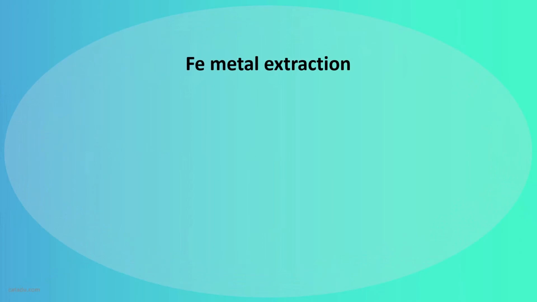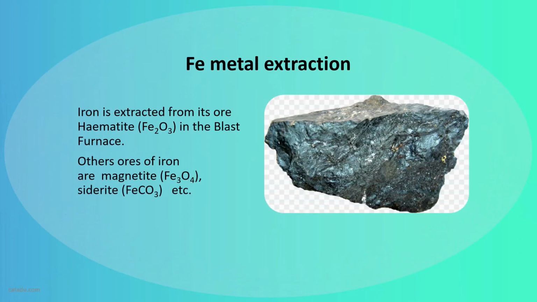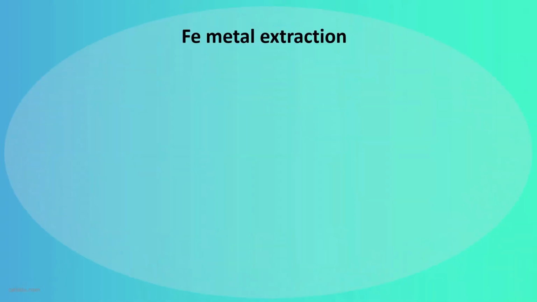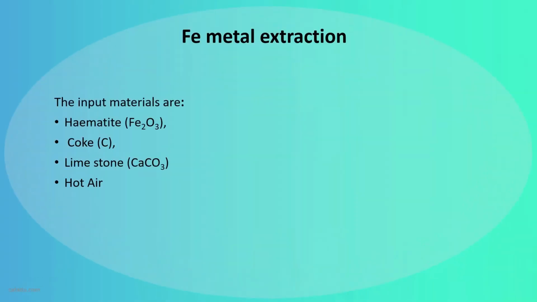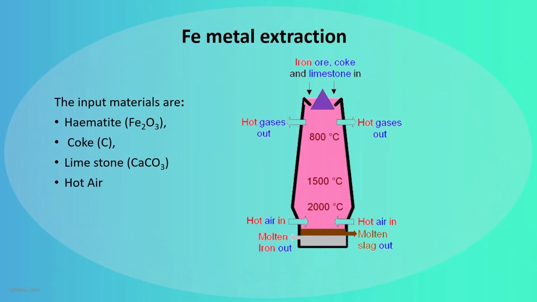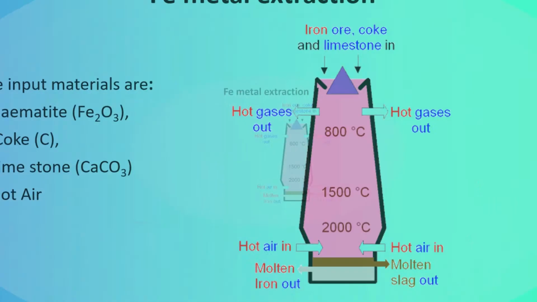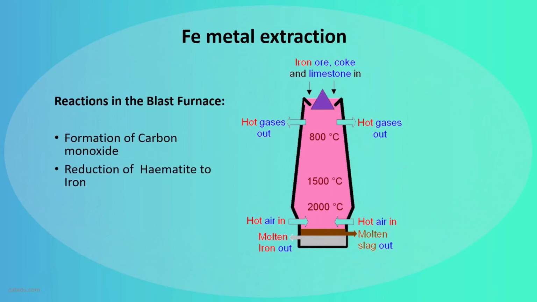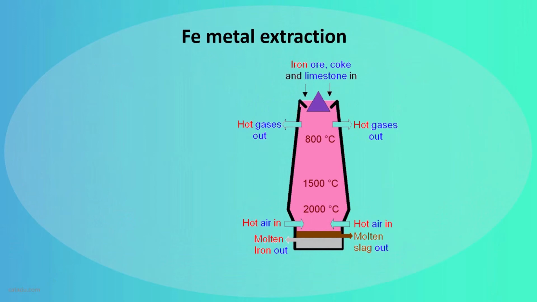Iron metal extraction. Iron is extracted from its ore hematite in the blast furnace. Other ores are magnetite, siderite, etc. Iron metal extraction: the input materials are hematite, coke, limestone, hot air. The reactions are of two types: the formation of carbon monoxide and the reduction of hematite. Both these reactions are redox reactions.